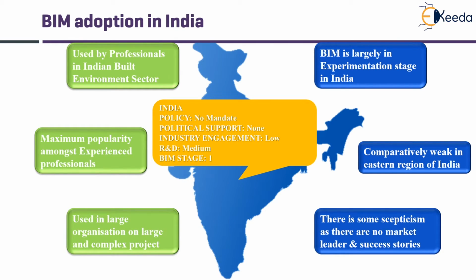The BIM adoption in India, however, has been very poor. There is no policy mandating the use of BIM. There is no political support. The industry engagement or awareness is also low. India can be said to be currently in BIM stage 1, that is use of only 3D models. The BIM is largely in an experimental stage in India.